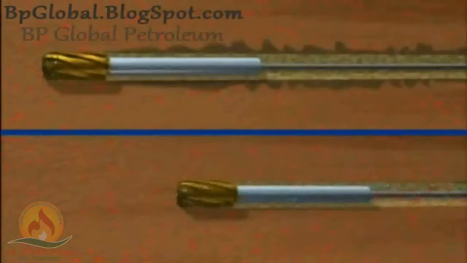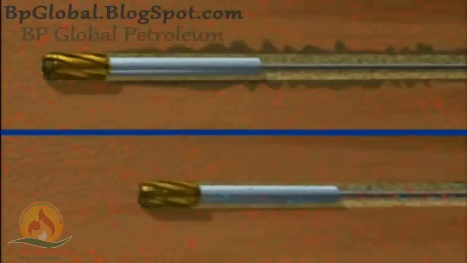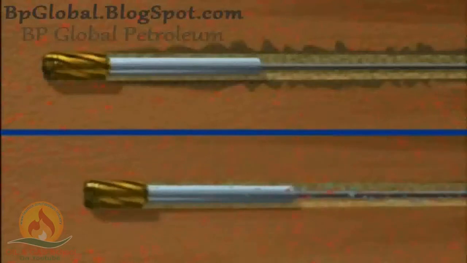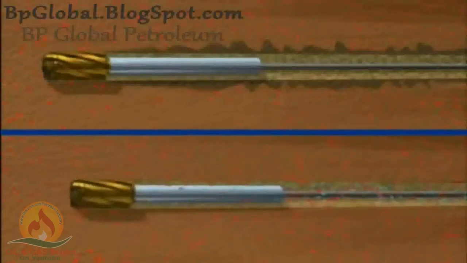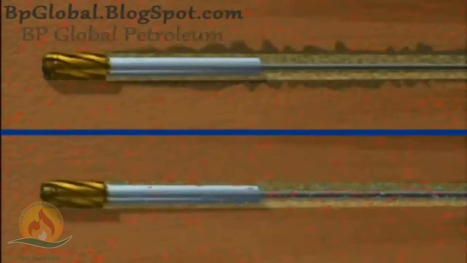In underbalanced drilling operations, the hydrostatic head of the drilling fluid is designed to be less than the reservoir pressure. This means that there's a continuous flow of hydrocarbons into the well during the drilling process. Under these conditions, no near wellbore damage occurs and the well's ultimate production is not impaired.